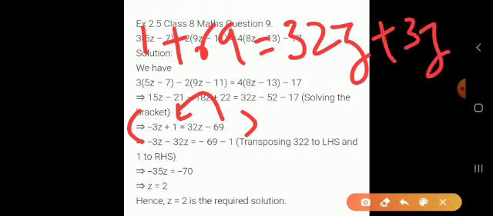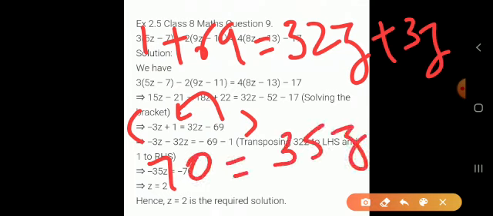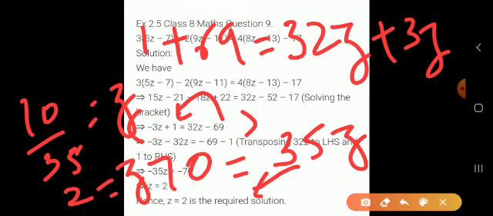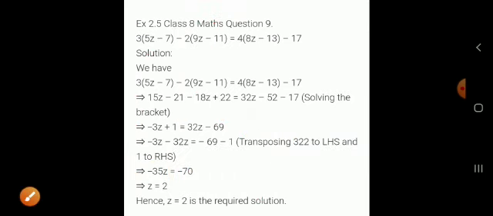Okay, so 1 plus 69 is what? We are getting it as 70 equal to 35z. To get the value of z, 35 we are bringing down. So 70 upon 35 will give the value of z. 35 twos are 70. So 2 is the value of z. So this is question 9.